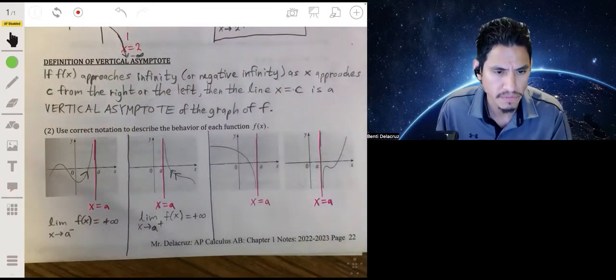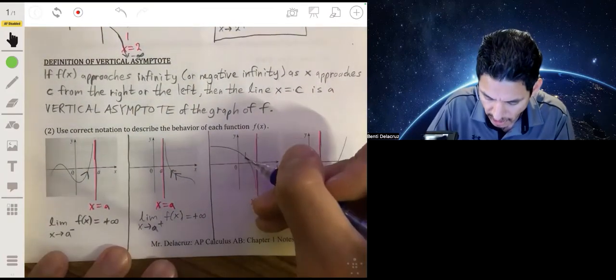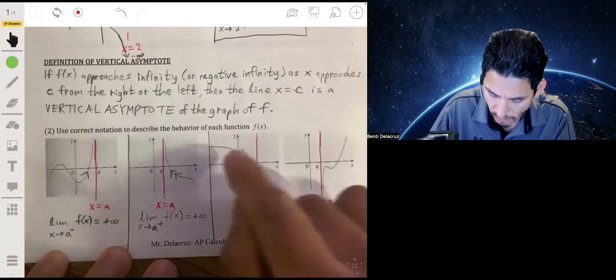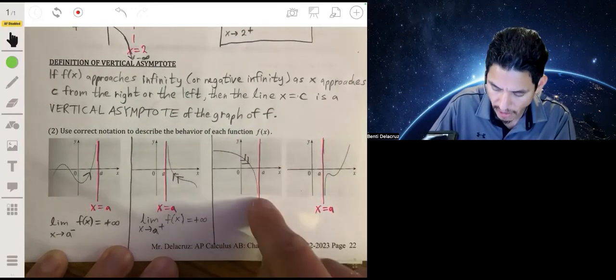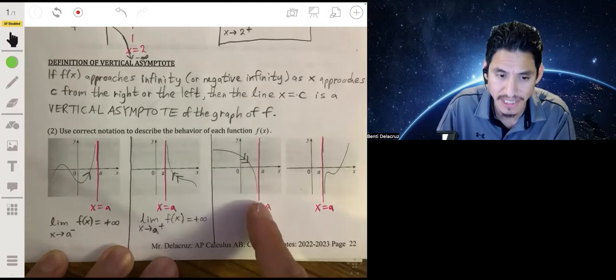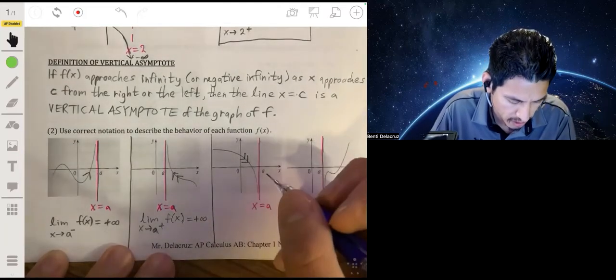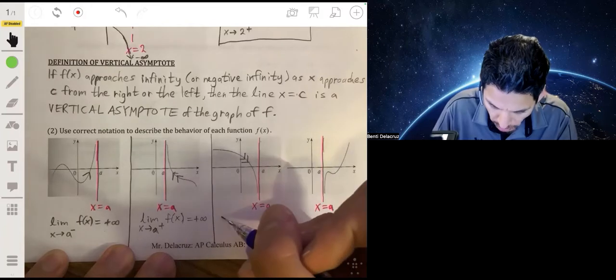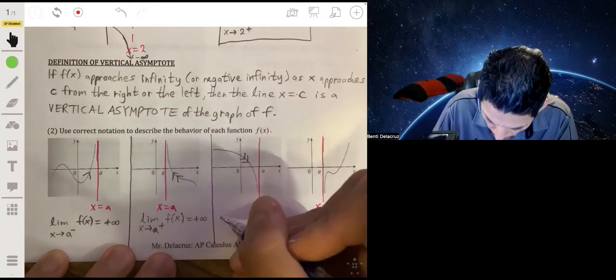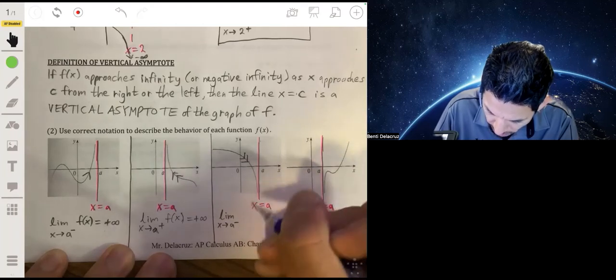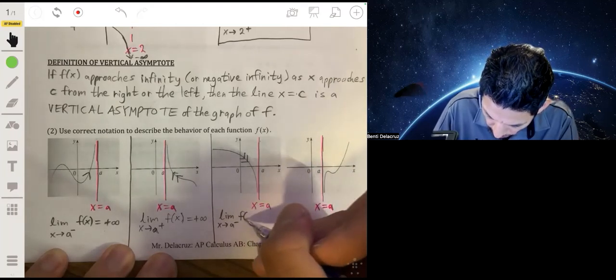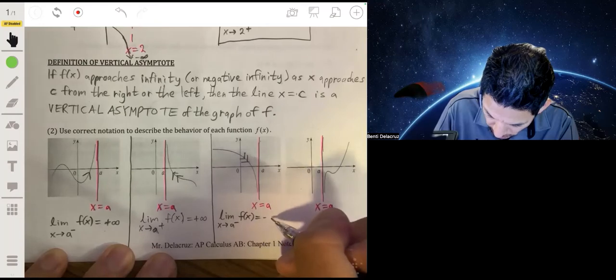Now in a third graph, we're coming from the left side, or the negative side in this case. We're going along this path here, and we're going downward. We're going towards negative infinity because we're getting smaller and smaller. So we're going lower and lower. So we see the limit as x approaches a from the negative side of f of x is going to be negative infinity in this case.